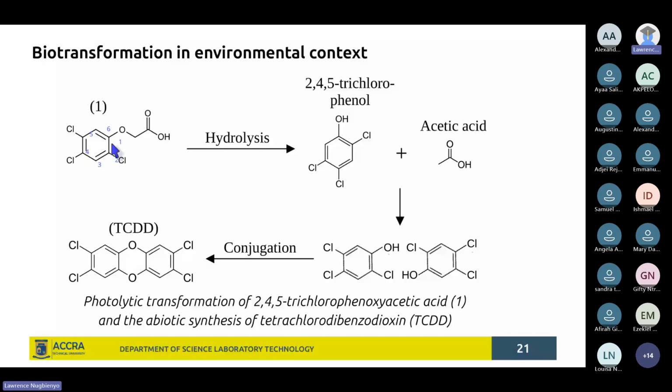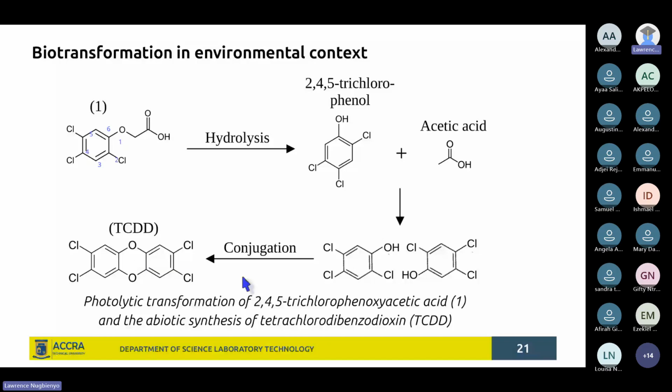And what are the kinds of reactions you see here? First, hydrolysis. That's a phase 1 reaction occurring just in the environment. And then also you have conjugation of the products, the trichlorophenol conjugation. That's a phase 2 reaction occurring in the environment to form this dibenzodioxin, commonly referred to as TCDD.